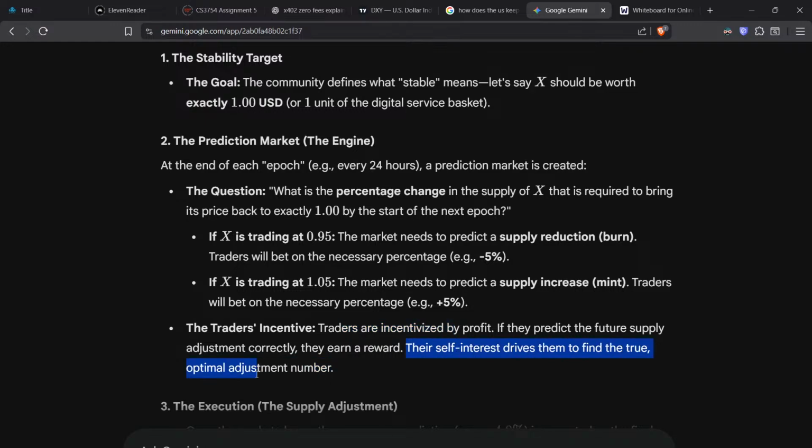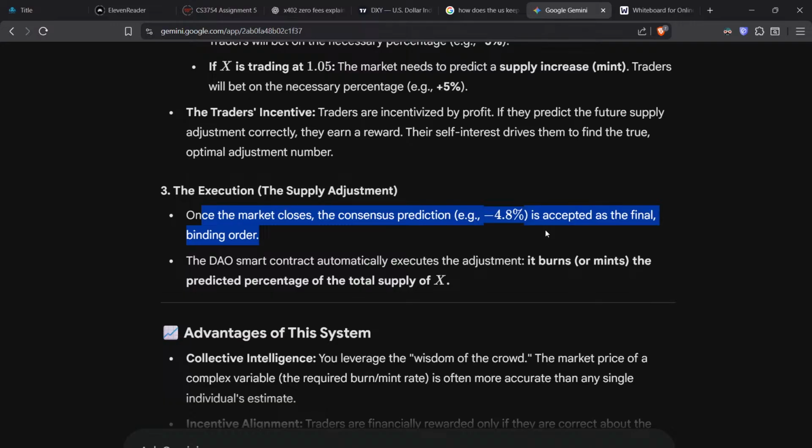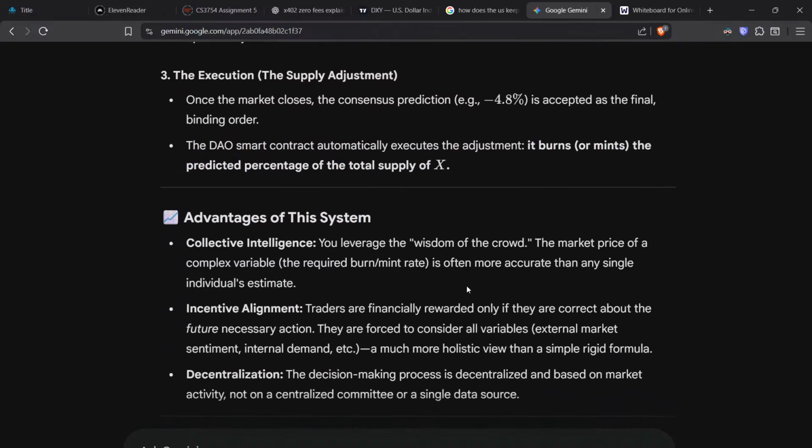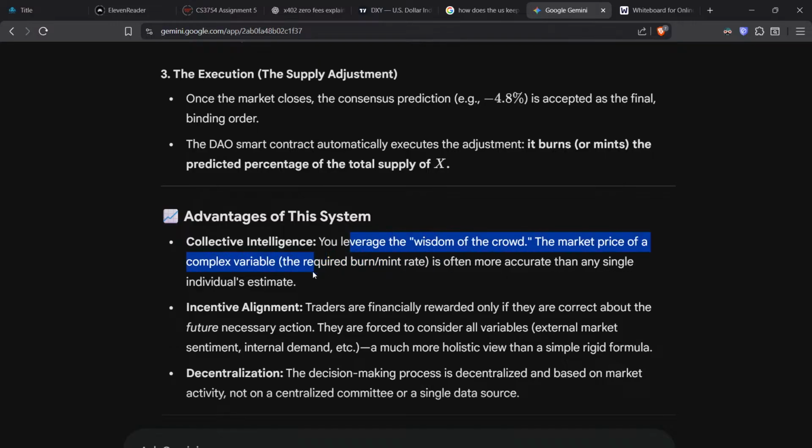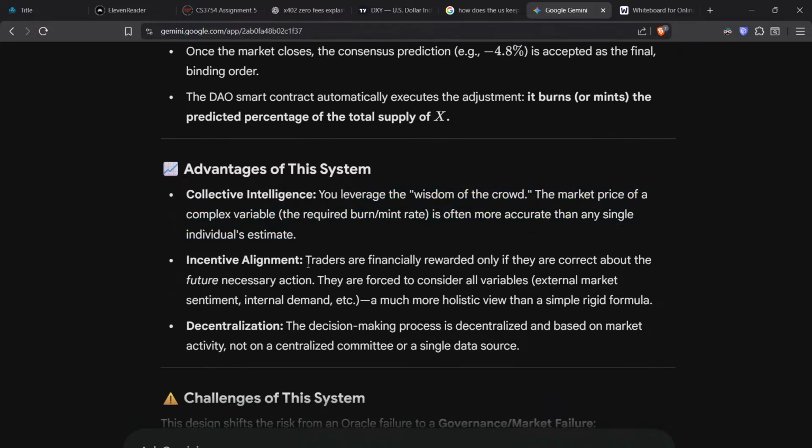Their self-interest drives them. Okay. The consensus prediction is accepted as the final binding order. The smart contract automatically executes the statement. It burns or mints the predicted percentage as its total supply. You leverage the wisdom of the crowd. Traders are financially rewarded and it's decentralized.